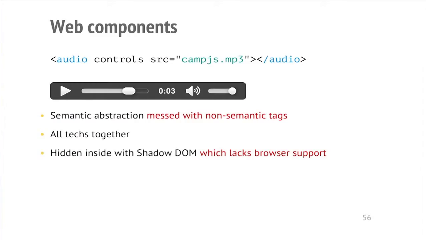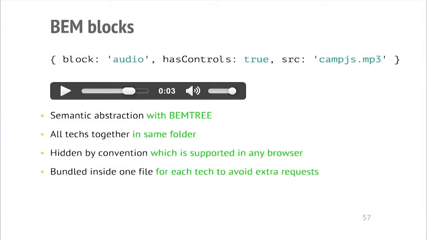They also use semantic abstraction on top of HTML, but they still need to mess it with old divs and spans. They also put all the front-end technologies together, and they also try to hide internals with the help of Shadow DOM. But again, we have some problems with privacy for that. And with BEM, we've got the same thing, but without HTML at all. And we also put everything together in the same folder. And instead of Shadow DOM, we just use a convention with a namespace or block to hide all the elements inside. And of course, we have a build process to collect all the blocks through the file system to build bundles.